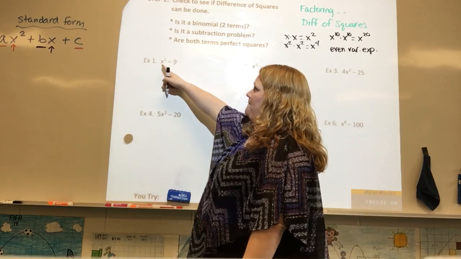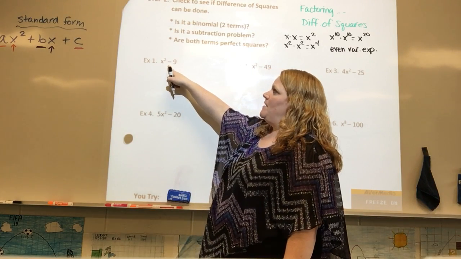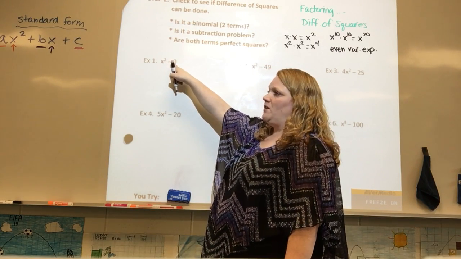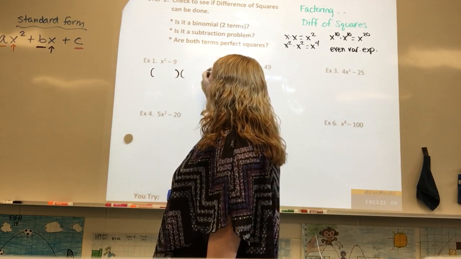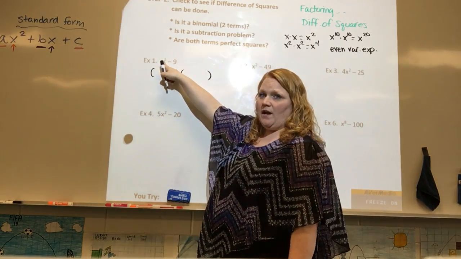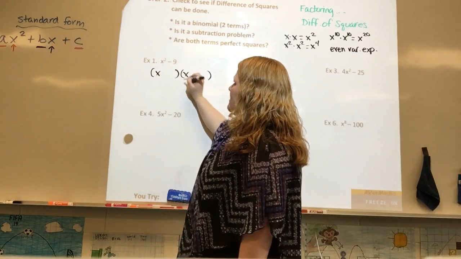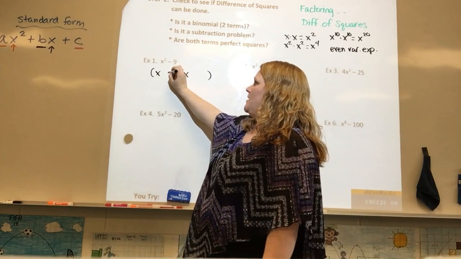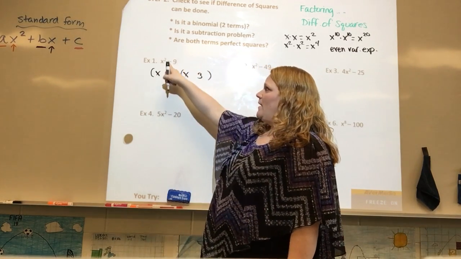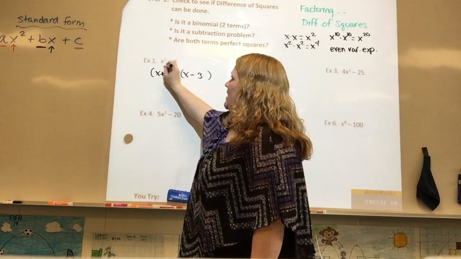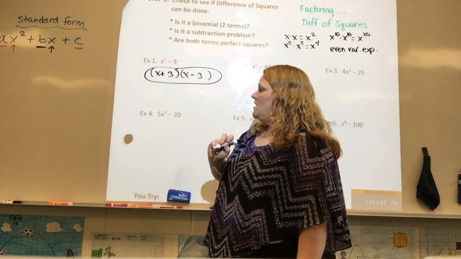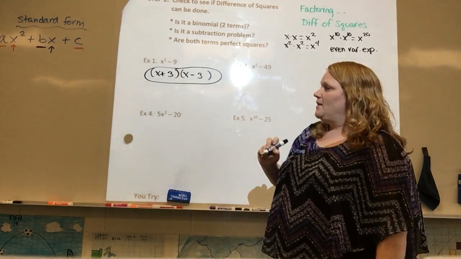So on this first one, there's no GCF, but they are perfect squares. It is a binomial. It is a subtraction problem. So we would break it apart, and you'd have two parentheses. To get x squared, you'd have an x times an x. To get 9, 3 times 3. But the only way to get a negative 9 would be for one of them to be a positive and one of them to be a negative. So those are the factors of x squared minus 9.